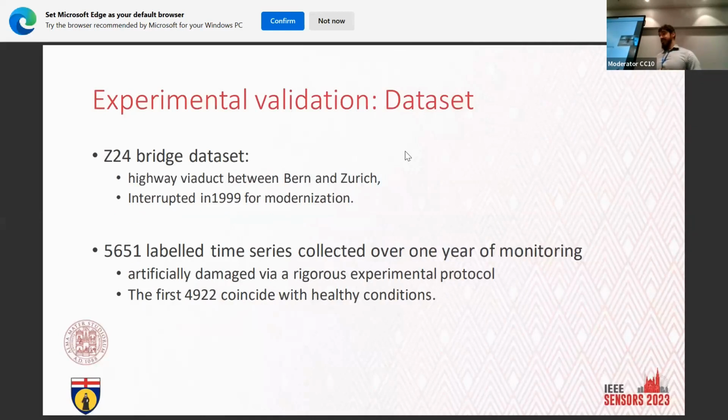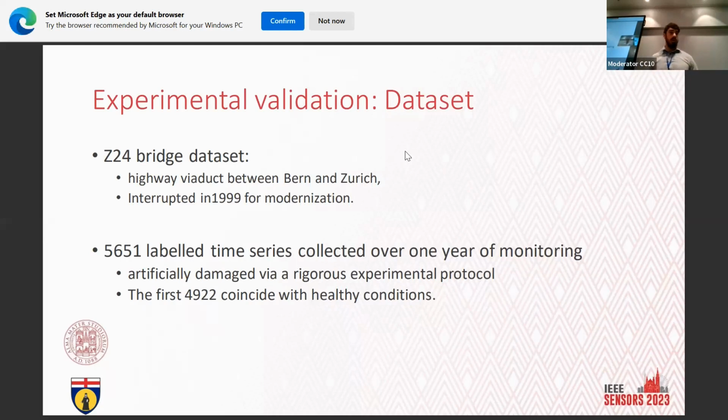Let me validate the proposal. I will show you two things. I will show you that we can maintain a decent accuracy comparable with the existing methods, and that we can spend less energy. So I will show you two experiments.